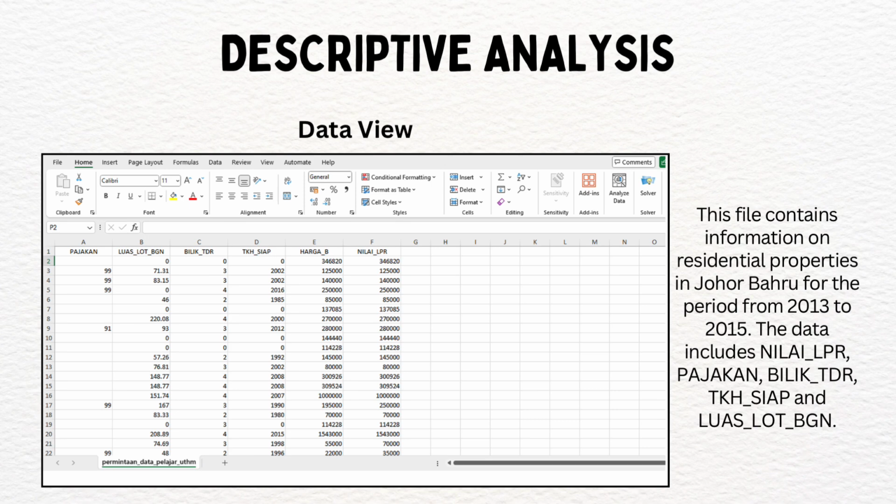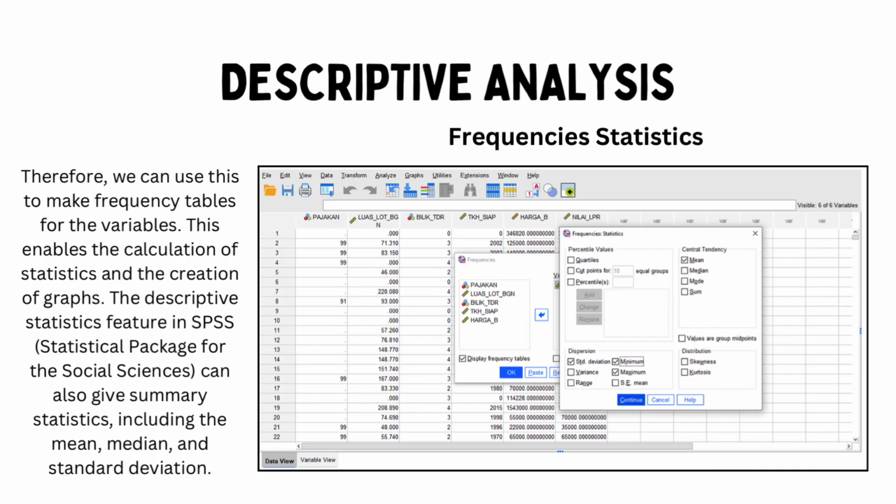This file contains information on residential property in Johor Bahru for the period from 2013 until 2015. The data include nilai laporan pajakan, bilik tidur, tarikh siap dan luas lot bangunan. We can use this to make a frequency table for the variable. This enables the calculation of statistics and the creation of graphs. The descriptive statistics function in SPSS can also give summary statistics including the mean, median, and standard deviation.